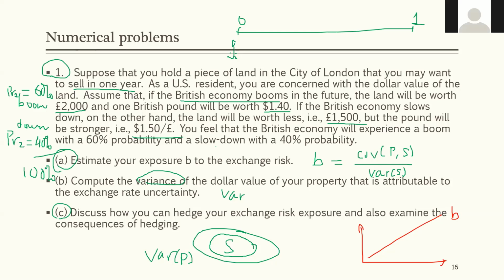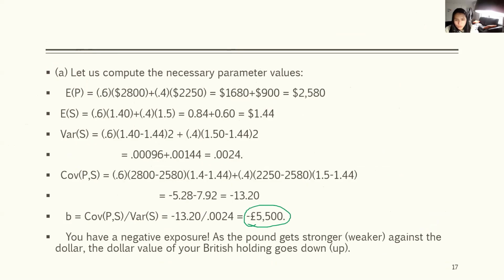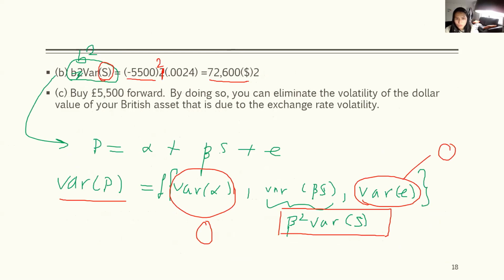So in question C, in question 3 later, we're looking at a positive beta case. In question C, discuss how you can hedge your exchange rate risk exposure and also examine the consequences of hedging. Okay. So we sort of talked about question C before when we solved for question A, right? If you have a negative beta, that means whenever the exchange rate increases, your asset value decreases. So to hedge this exposure, you want to be taking a long position in the forward contract, okay? So you buy forward.